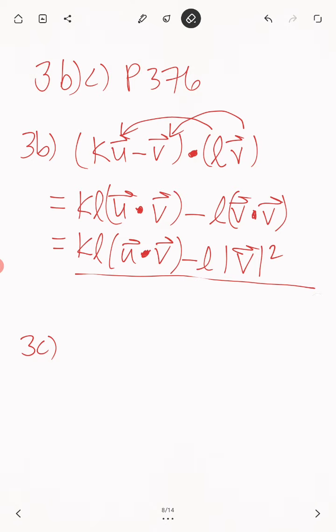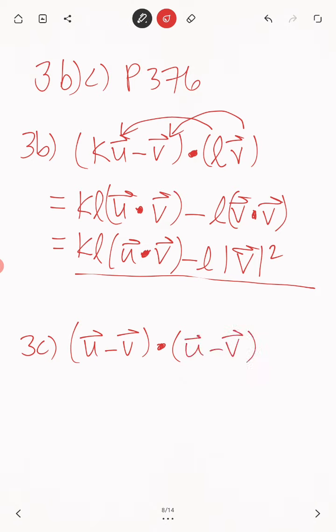Alright, I just want to look at 3C now. Same page, same question. And so the question for part C is (U minus V) dot (U minus V). Now notice that I make my dot kind of big, so that's to distinguish it from just a regular multiplication dot, because sometimes we use dot for multiplication as well. So make sure it looks like a dot product and not just a multiplication.